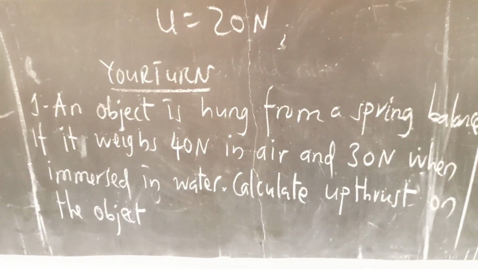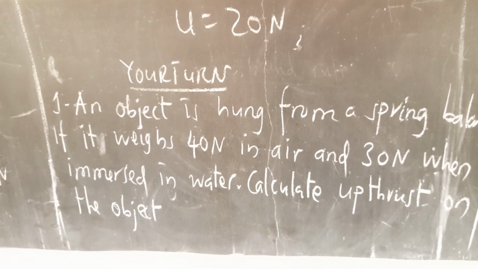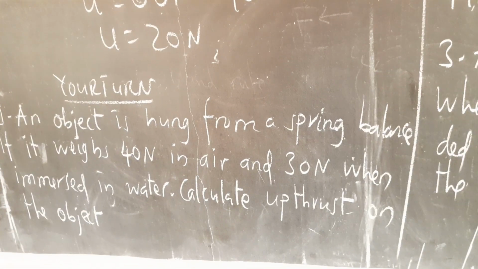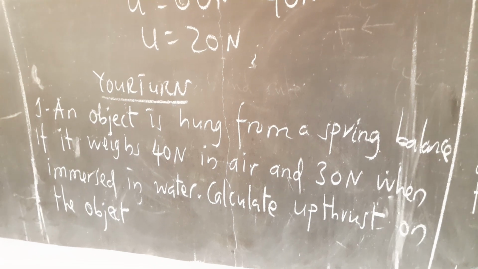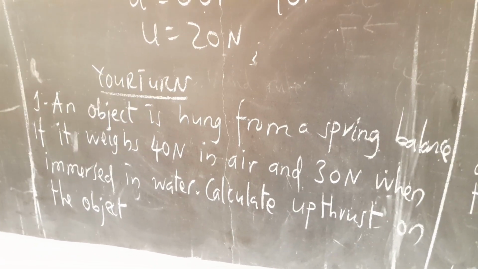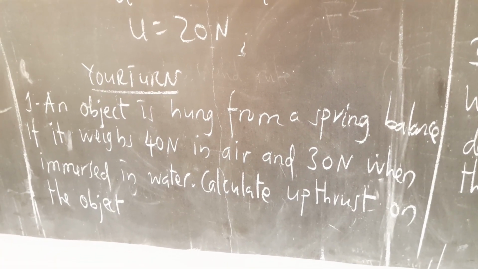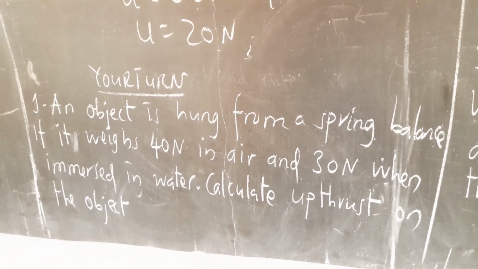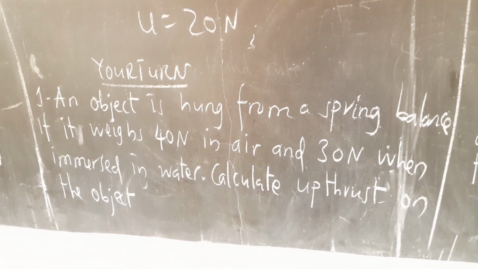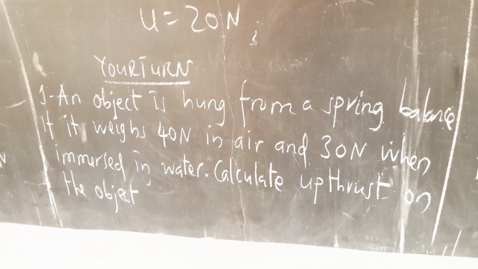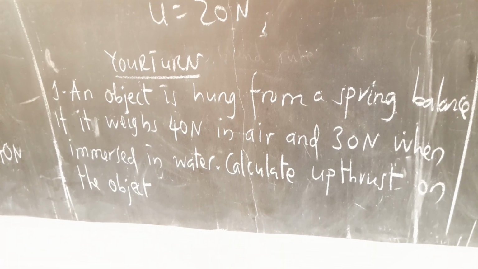First exercise, first question. An object is hung from a spring balance. It weighs 40 Newton in air and 30 Newton when immersed in water. Calculate the upthrust on the object.